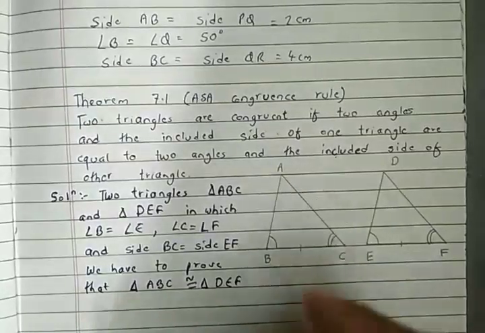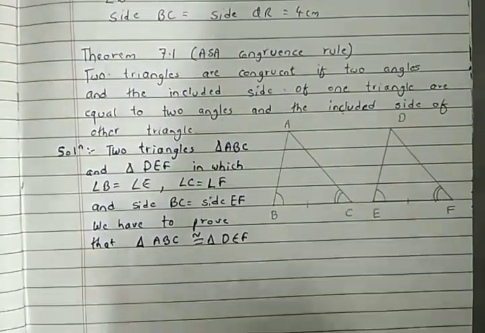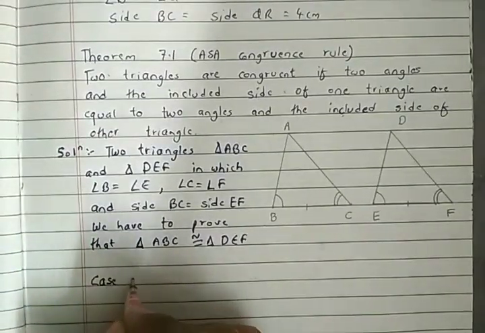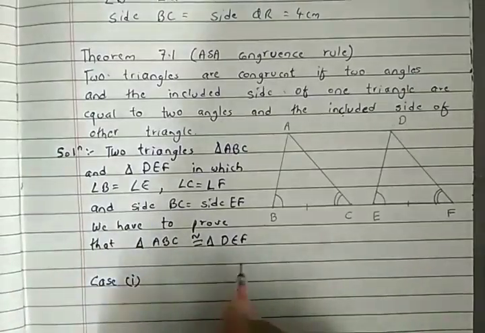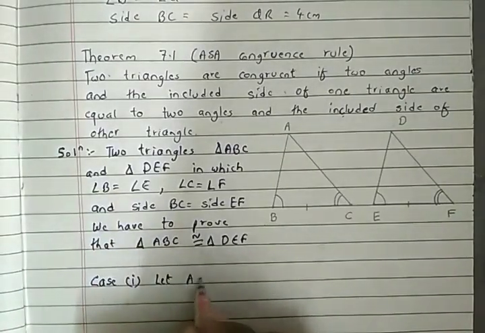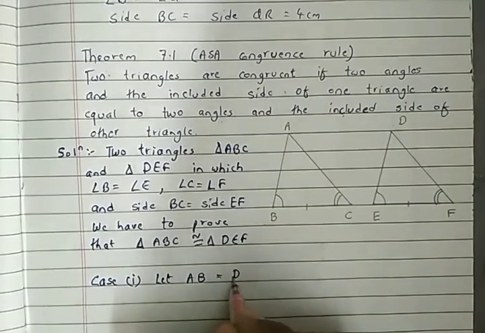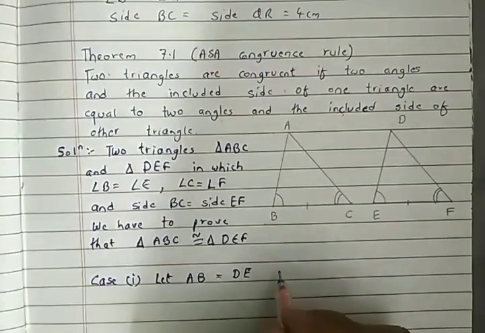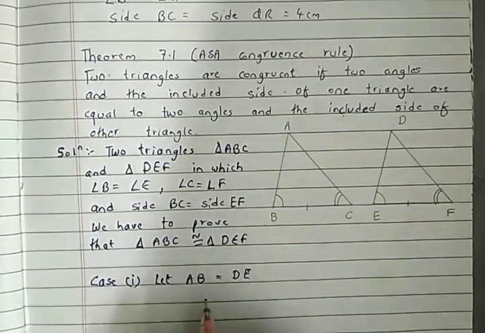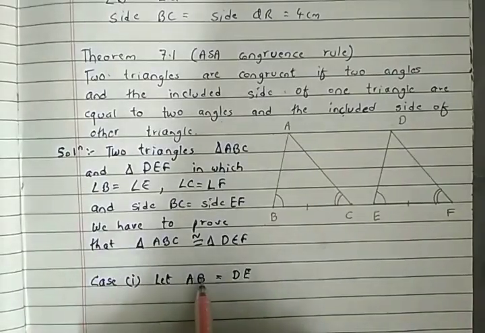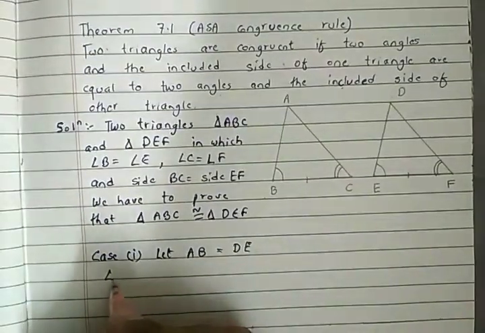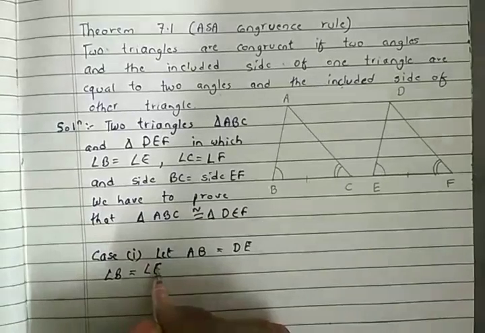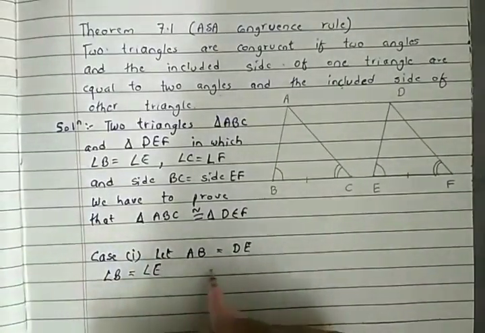So what has to be done? Now to prove this, there are three cases. Let's see first case 1. Now you have to assume let AB equal to DE, right? You have to assume this, it is not given. Now since AB is equal to DE, angle B is equal to angle E, right? This is given.